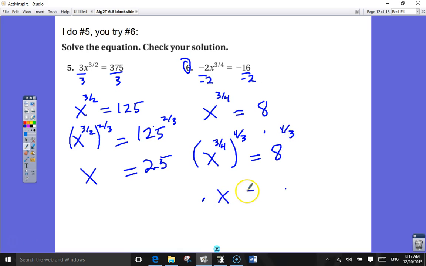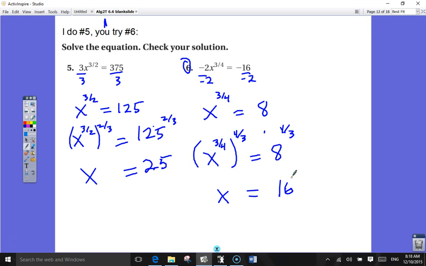X equals, what is 8 to the 4/3? What is the cubed root, because of the denominator, what's the cubed root of 8? What's 2 to the 4th? 16. So the answer is 16. It's not too hard, is it?